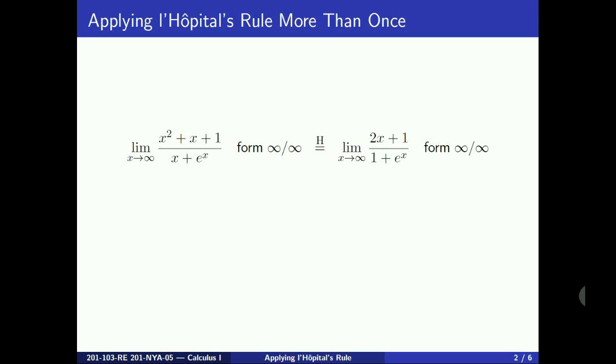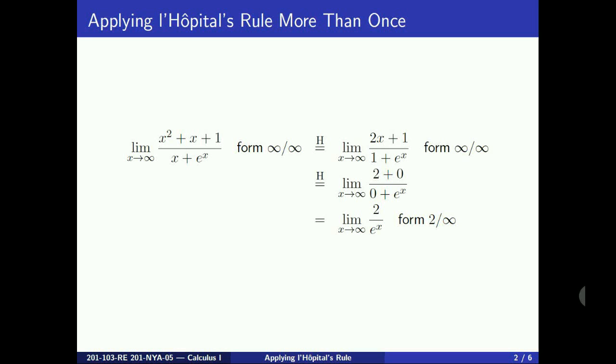Now, a common mistake would be to conclude at this point that the limit is 1, treating infinity as a number, but that would be wrong. Instead, we can apply L'Hopital's rule once again. We get the limit of (2 plus 0) over (0 plus e to the x), which simplifies to 2 over e to the x.